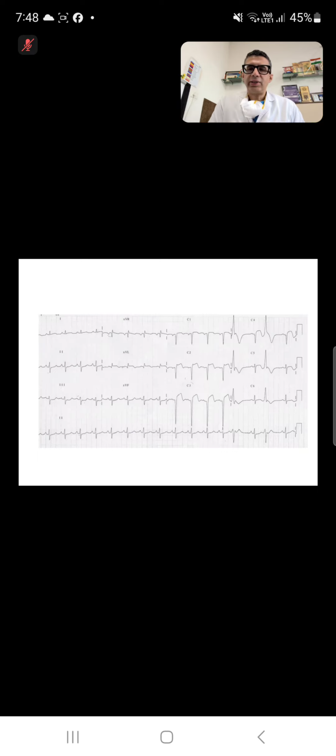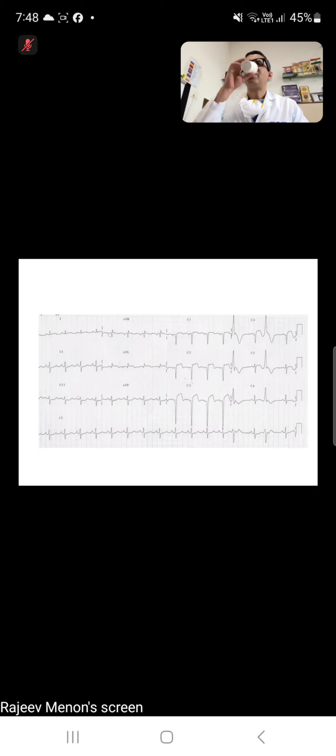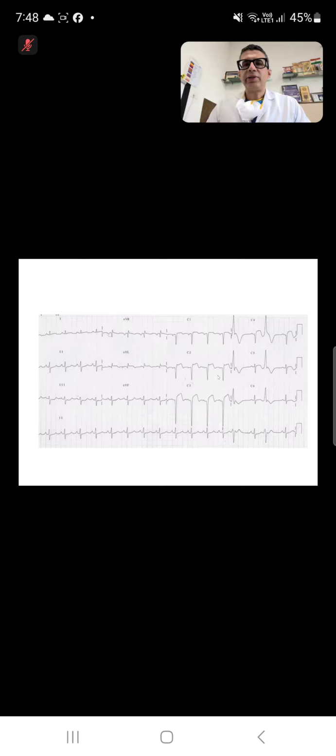So now here, do you think it is an evolved anterior wall MI or an acute anterior wall MI? Evolved. T inversions are established, so it is an evolved anterior wall MI. What else? Q waves, right? Yes, you have deep Q waves in V2, and then you have T waves which are inverted. So generally it indicates that probably this patient has an evolved anterior wall MI.